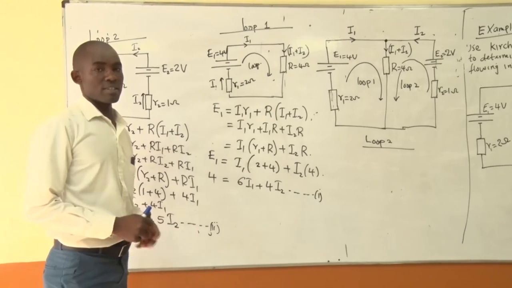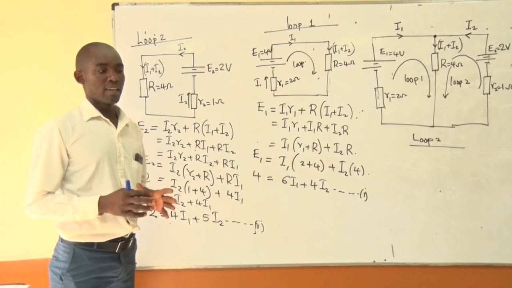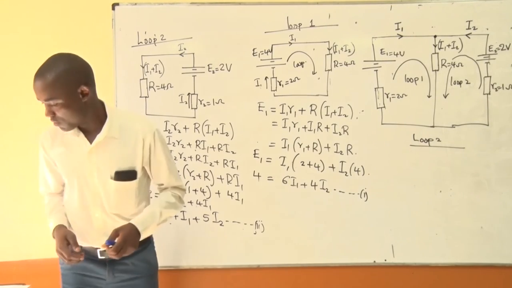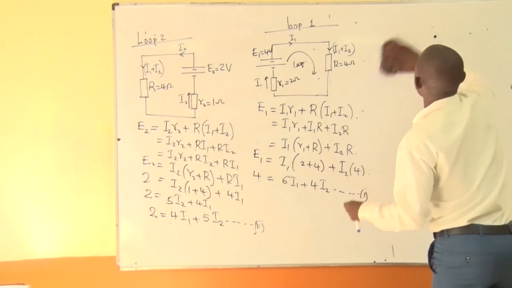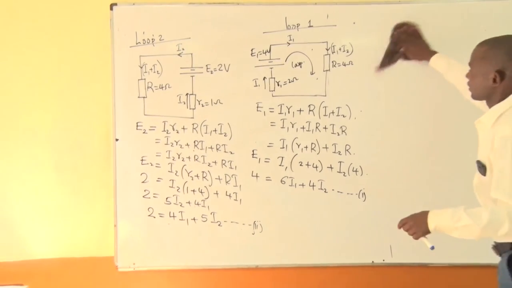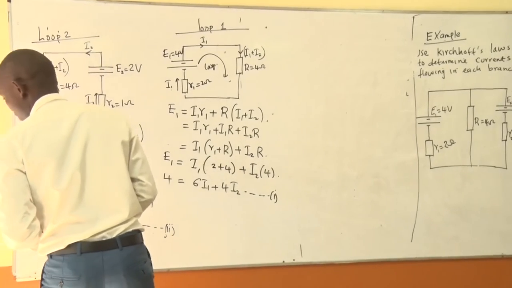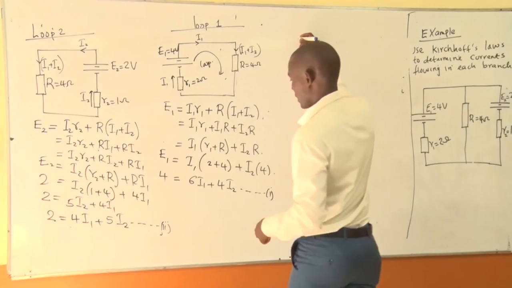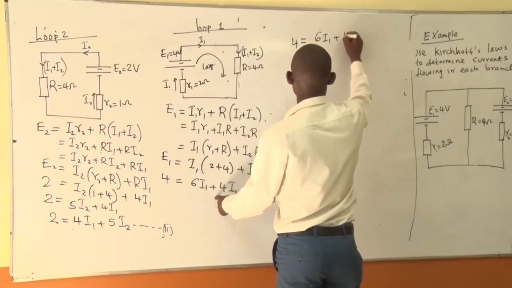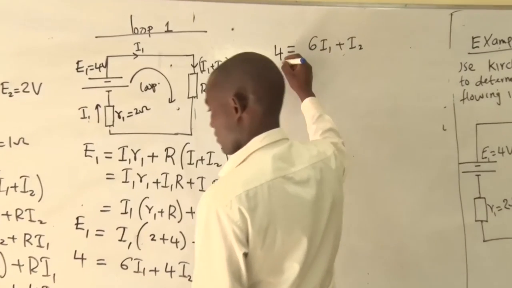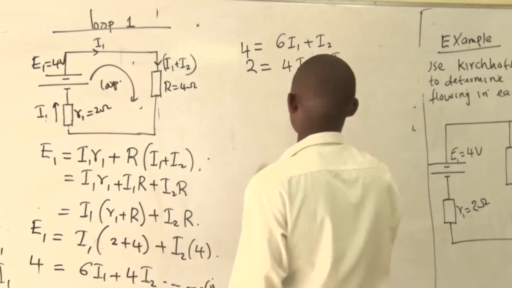We have generated two simultaneous equations which we shall be solving using N2 methods. We can now solve the two equations using either elimination or substitution. So I can write my first equation was 4 equals 6I1 plus 4I2. My second equation is 2 equals 4I1 plus 5I2.